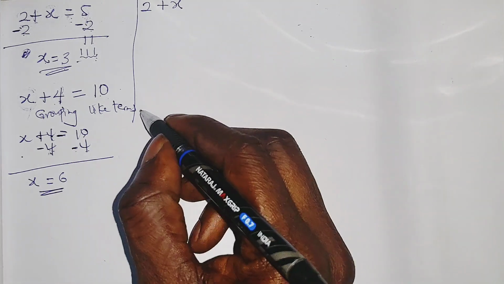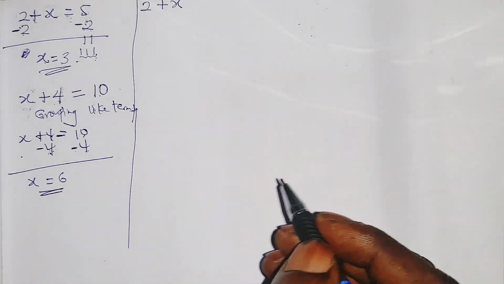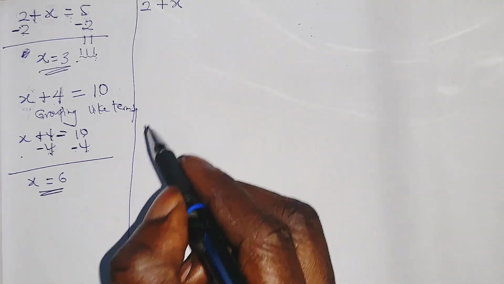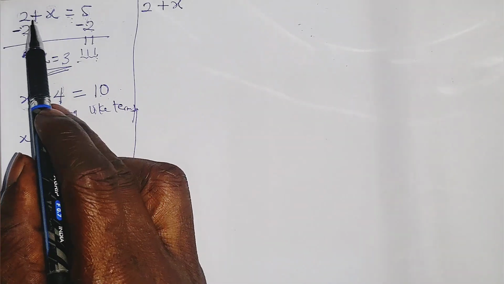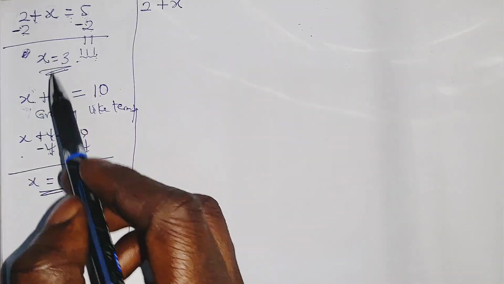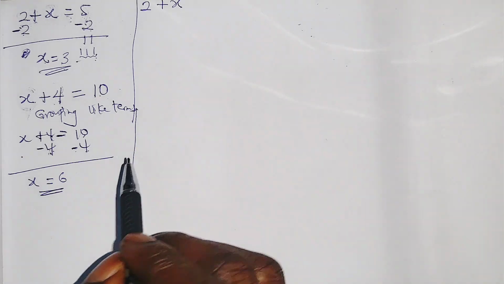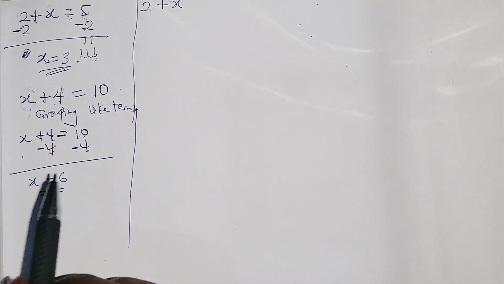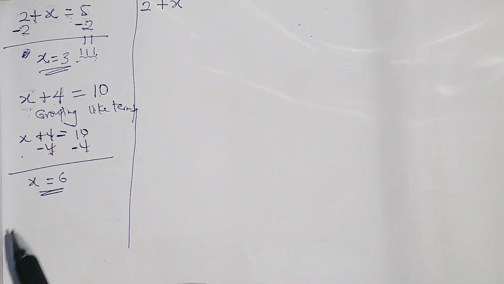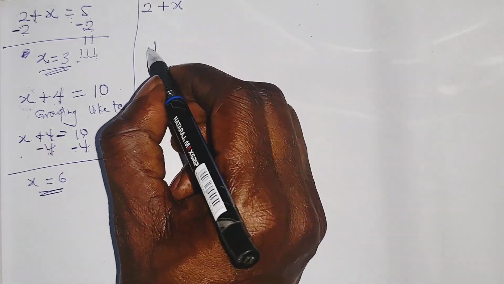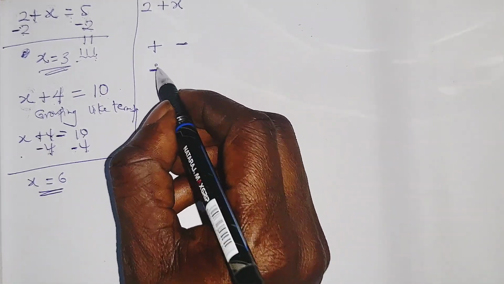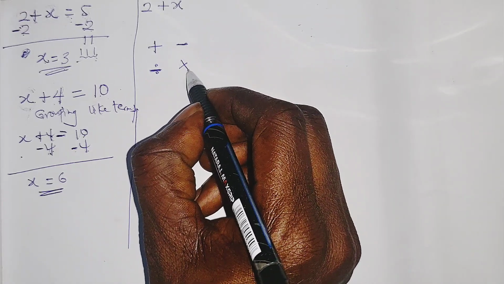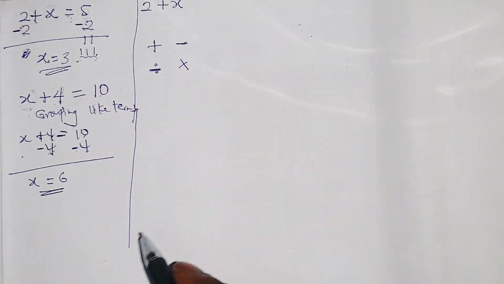Now, before I take you through the next step, remember that from the beginning I told you that we use the opposite sign. If the operator connecting them is addition, we use subtraction. And of course, if it's division, you're going to use multiplication. If it's multiplication, you're going to use division. That's the opposite sign. So addition should go with subtraction. Division should go with multiplication. Do you understand me? So let me give you another one that has subtraction.